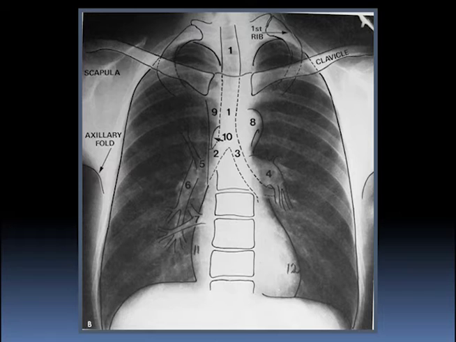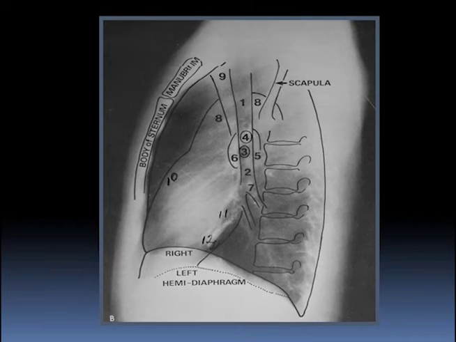Number 8 is the arch of the aorta. Number 9 is the superior vena cava. Number 10 is the azygous vein. Number 11 is the right atrium. And number 12, the border is formed by the left ventricle. All right. Now we'll go to the lateral view and see if we can figure out what the structures are on the lateral film.